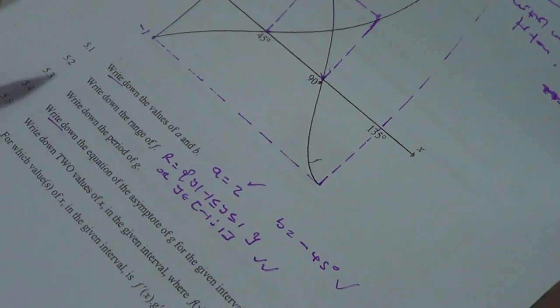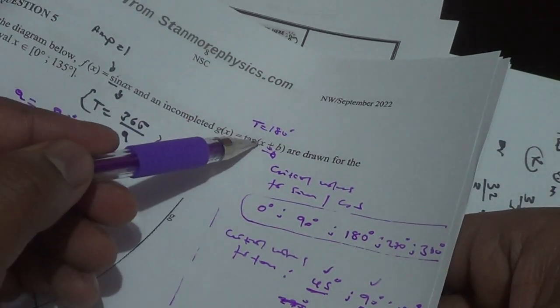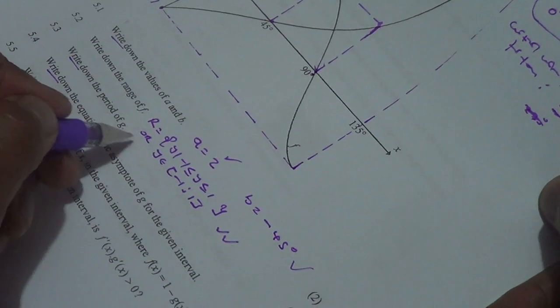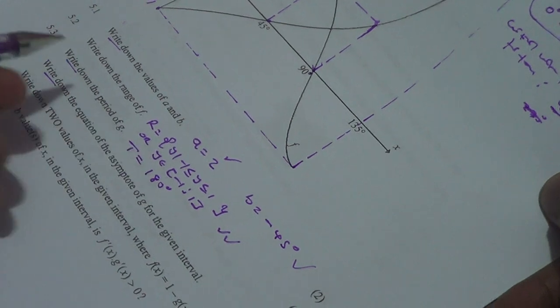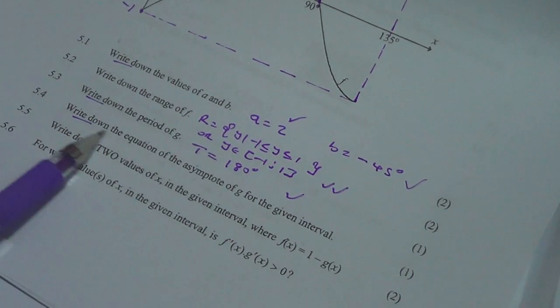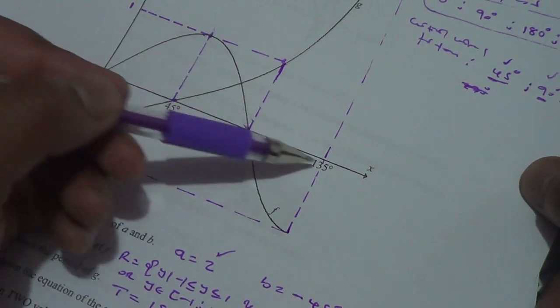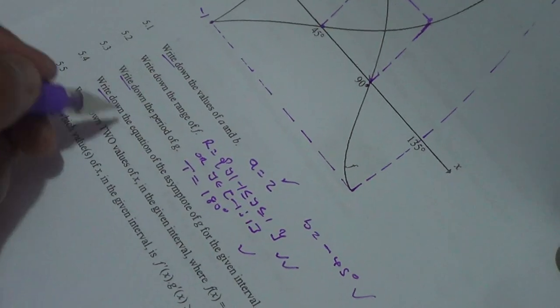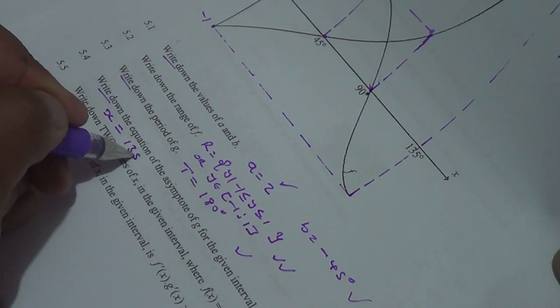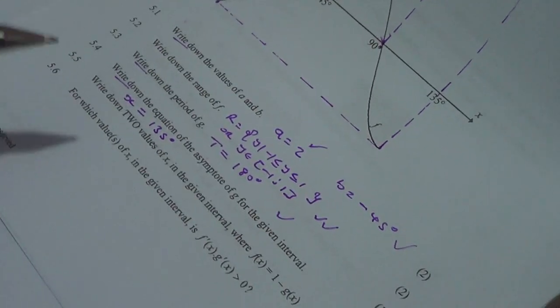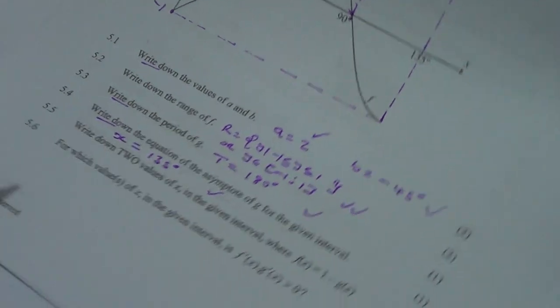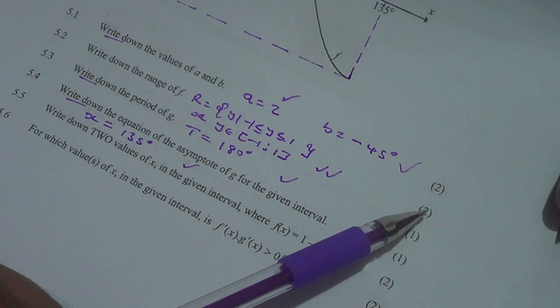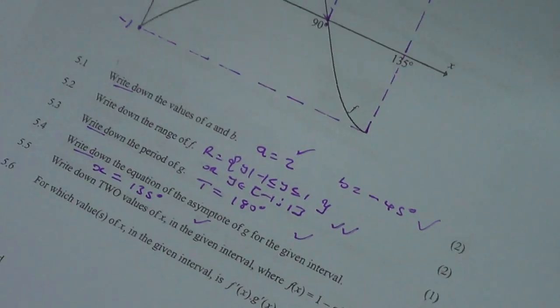Write down the period of G. What is the period of G? Again, they're saying write down. So you look at the coefficient of X. There's nothing there. So it's going to be 180, the original. So you can just say T is going to be 180 degrees. Sorted. Easy marks, guys. If you work this out, you don't struggle. Now it says write down the equation of the asymptote of G for the given interval. Normally, we would get our asymptote at 90, but we shift that 45 degrees to the right, it becomes 135. So the equation is going to be X is equal to 135 degrees. Remember, it's a vertical line as defined by the X values. So you're getting your 1 mark again. So do you see? You got how many marks? 1, 2, 4, 6. 6 marks easily if you do some work.